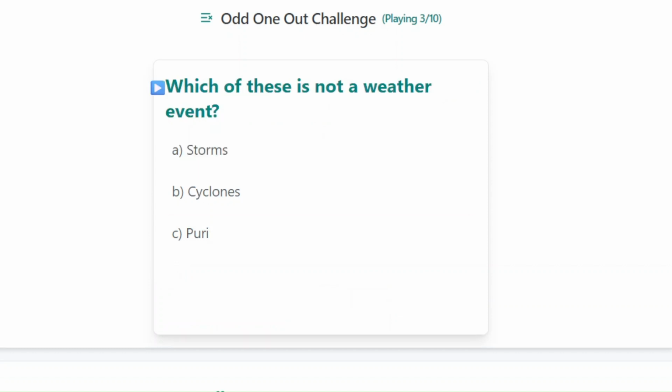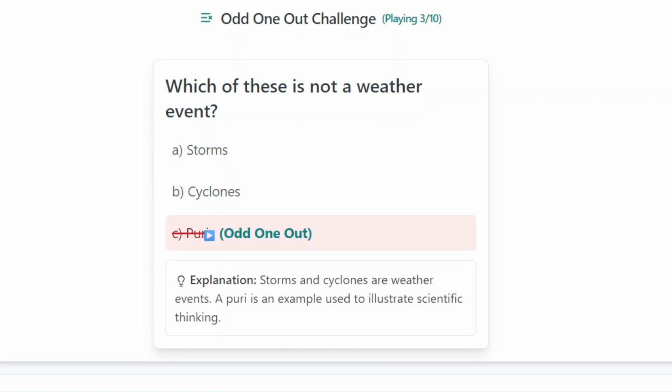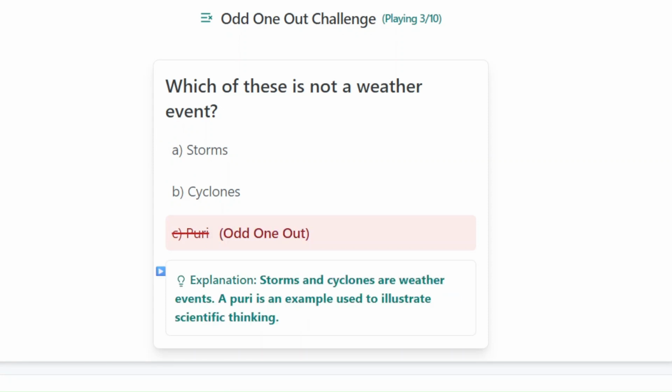Which of these is not a weather event? Storms. Cyclones. Pori. The odd one out is pori, because storms and cyclones are weather events. A pori is an example used to illustrate scientific thinking.